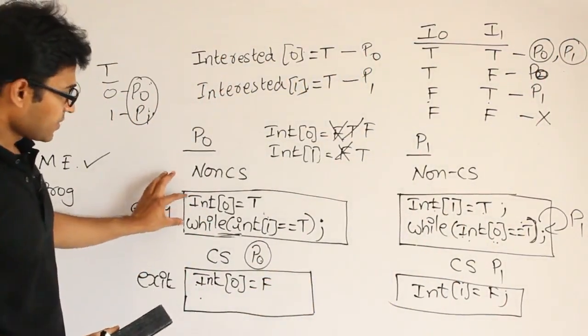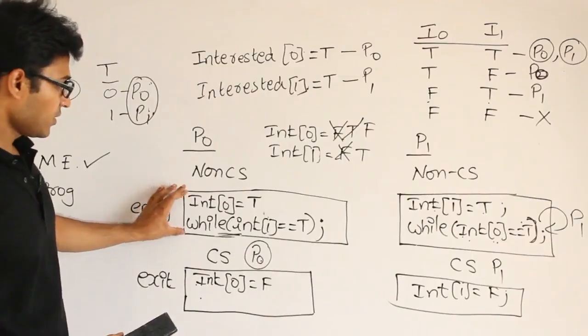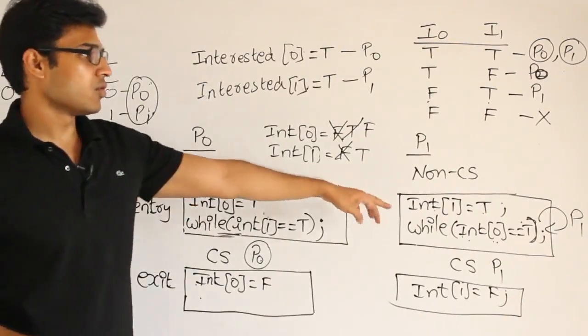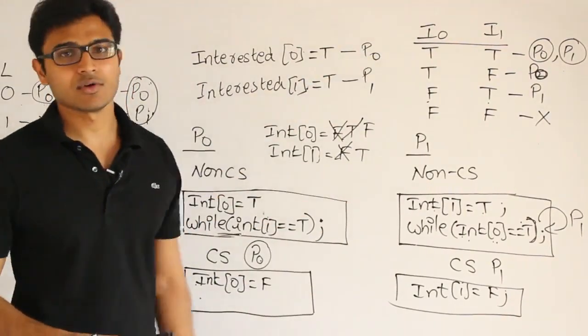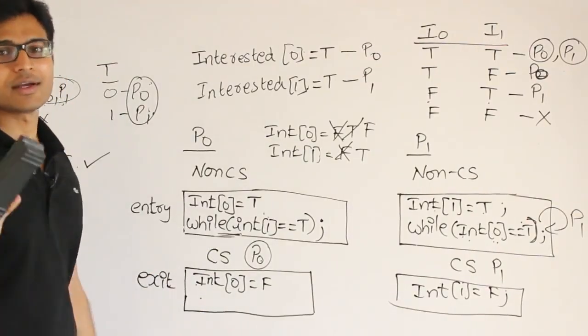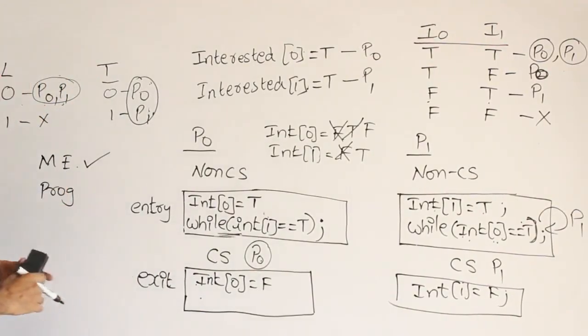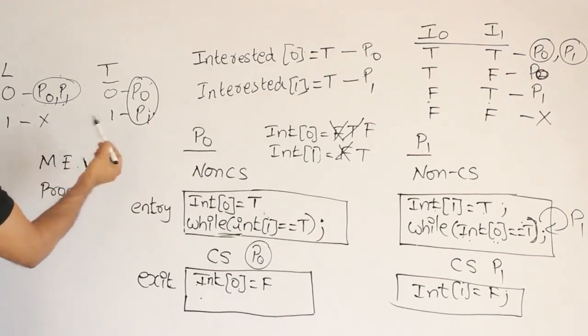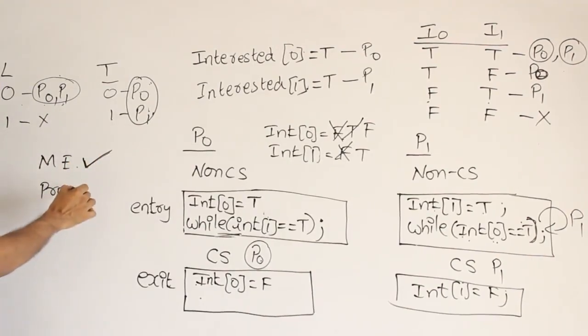If P0 has passed the while loop first, these two executed first, then P0 will enter it and P1 will hold there, even though both are having interest equal to true. Let's say there is a problem there. I know you got it, but let's hold on. Let's go step by step. First one is mutual exclusion. It is guaranteed. And next one is progress.